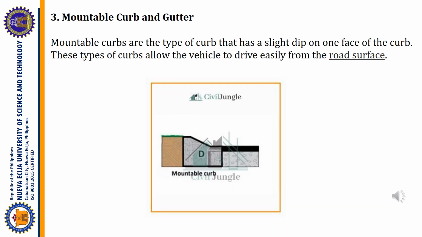So next is mountable curb and gutter. Mountable curbs are the type of curb that has a slight dip on the face of the curb. This type of curb allows the vehicle to drive easily from the road surface. So the mountable curb is sometimes referred to as roll curbs, having a sloped face that allows vehicles to encroach on them without damaging tires and wheels.